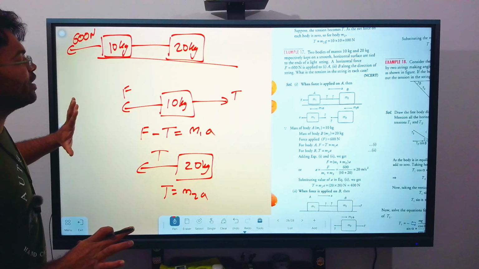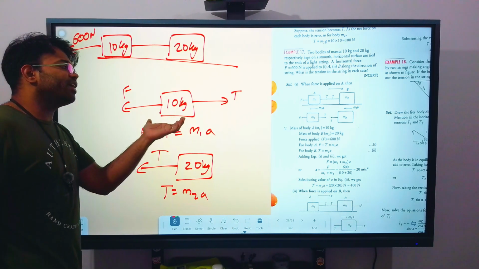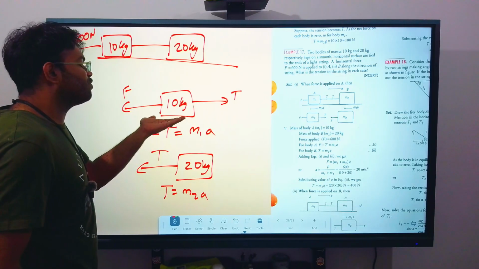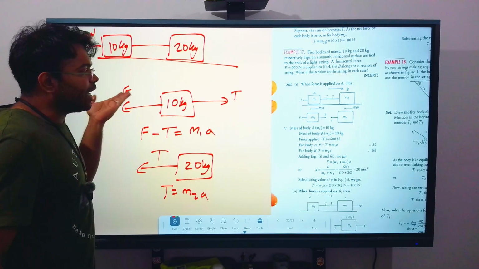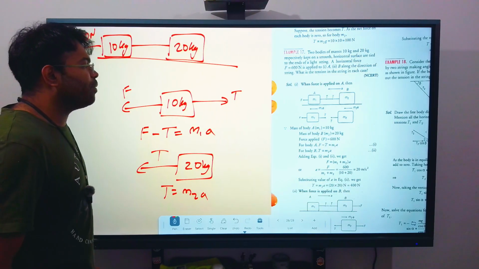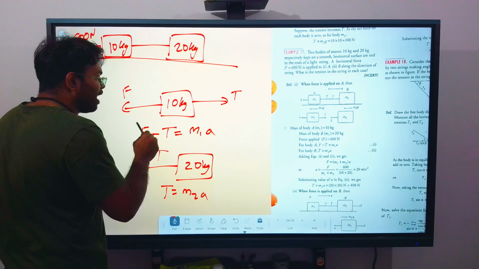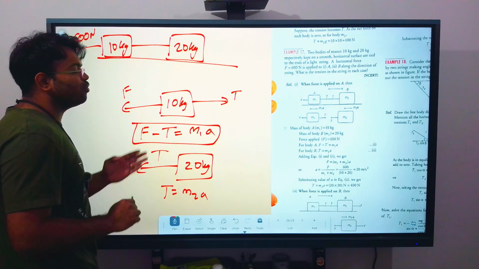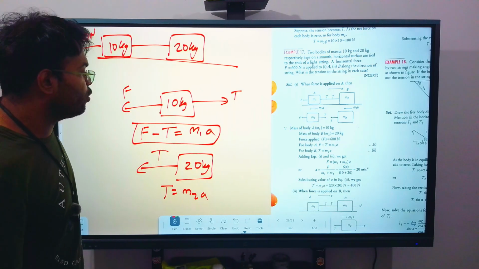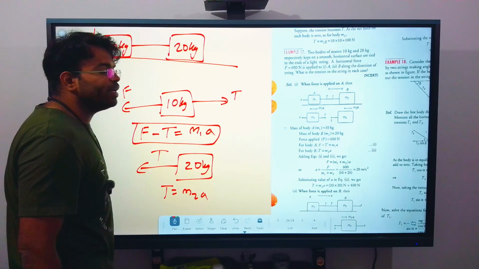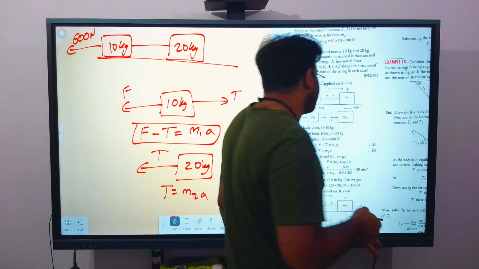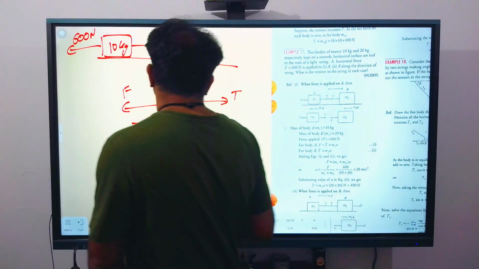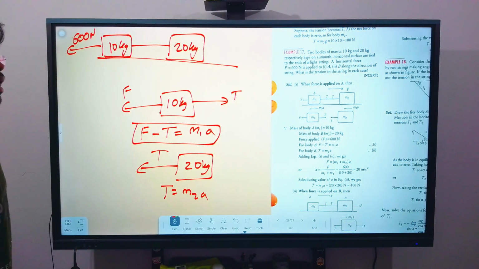Now Drupad, how do we understand this? This body of mass 10 kg was being applied a force of 600 newtons in this direction. Tension was in this direction. So F minus T, that is applied force minus resistive force, should be equal to m1 into a. Because on the 20 kg load there is only one force, we get T is equal to m2 multiplied by a.